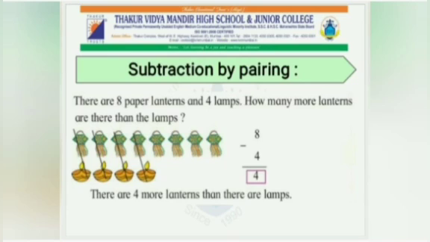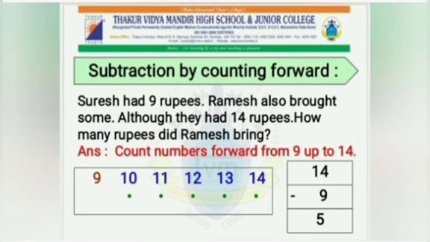So tell me, how many lanterns are there? 8 minus 4. How many lamps? So start making pairs of lanterns with lamps. Okay. So now tell me, how many more lanterns are there than lamps? Yes, there are 4 more lanterns than the lamps. Now we'll move to the next method, that is subtraction by counting forward.